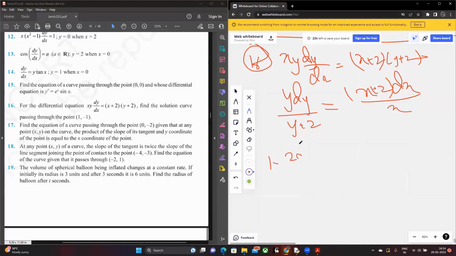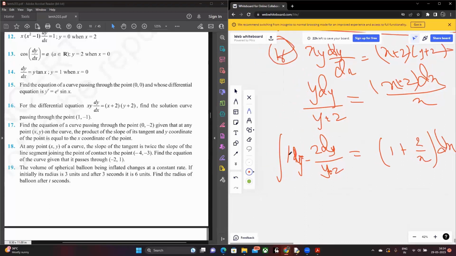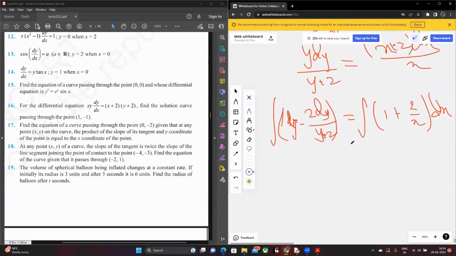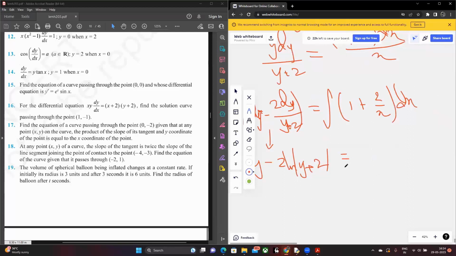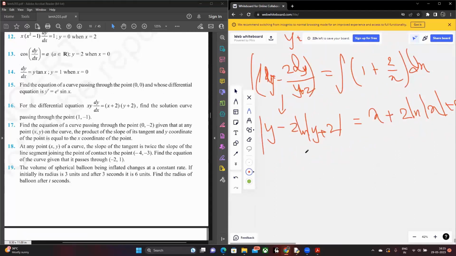This is basically (1 minus 2 by (y plus 2)) dy, right? Equaling (1 plus 2 by x) dx. Right? Integrating on both sides, this gives y minus 2 ln|y plus 2| equaling x plus 2 ln|x| plus c. Right? This is a required curve.